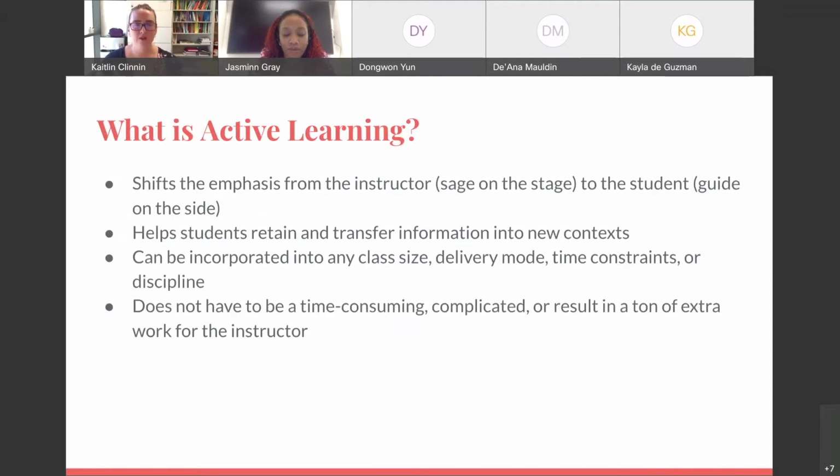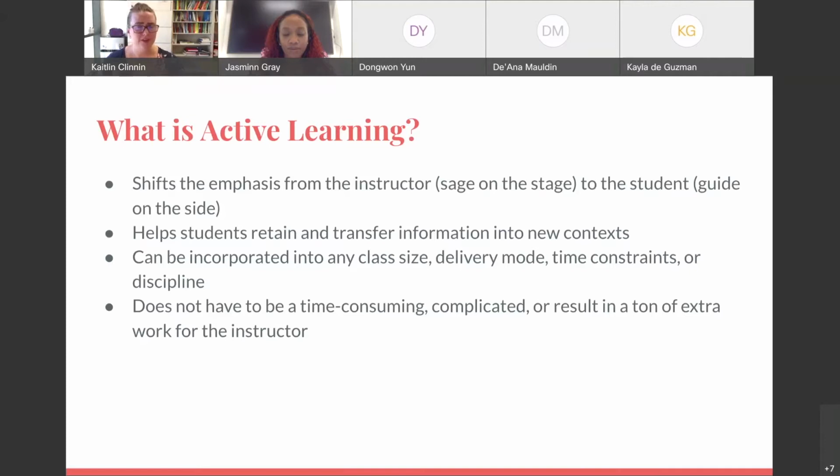And so active learning shifts the emphasis in the classroom from the instructor, or what we might think of as the sage on the stage, the expert, with all the students sitting around at the expert's feet, listening to them and absorbing their knowledge, to the emphasis being on the student doing things. And so the instructor takes on a role more of guide on the side, helping to facilitate student learning, but ultimately it is the students who are responsible for doing and learning and creating knowledge.